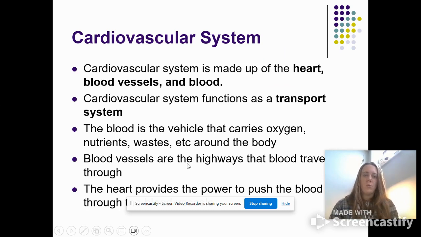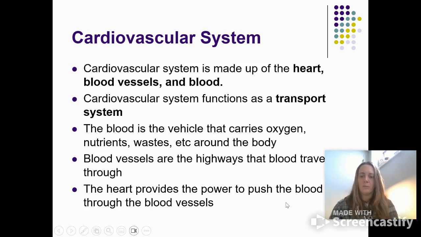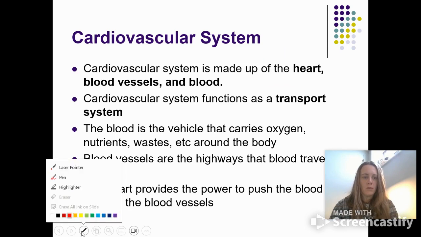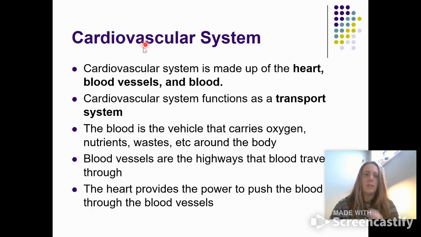Okay, so the cardiovascular system. I'm going to see if laser pointer so you can see it.